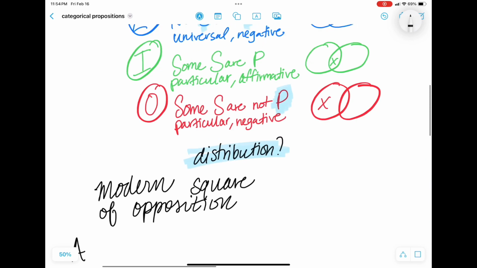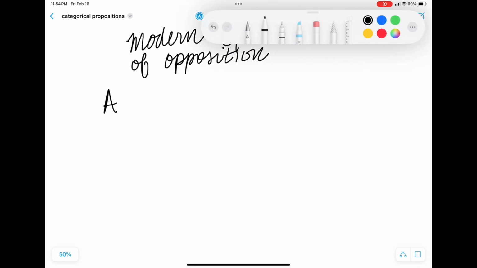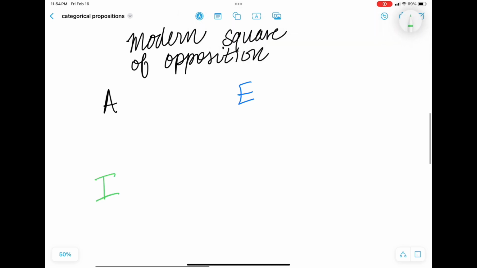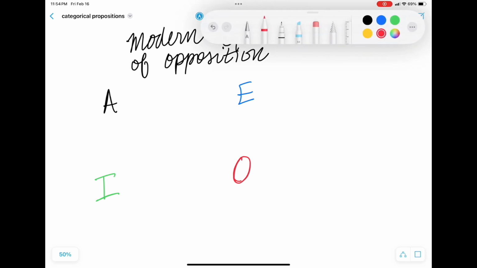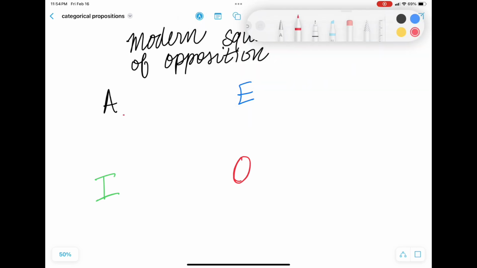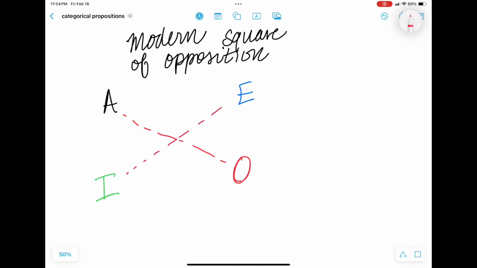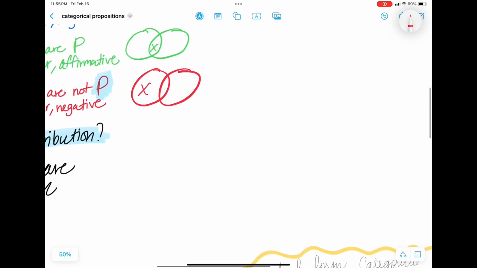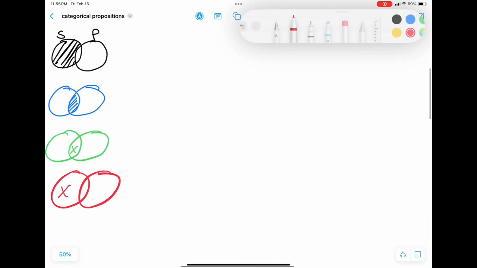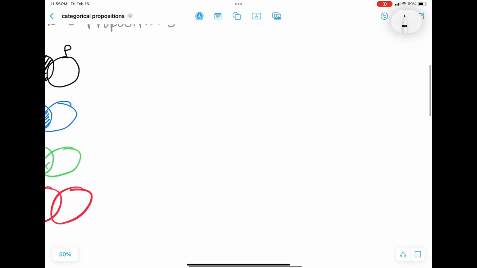The next important notion went over in this chapter is the modern square of opposition. This is distinguished from the traditional square of opposition, which we'll get to later. The modern square of opposition refers to logical relationships between these claims. So A and O claims, as well as I and E claims, have a particular logical relationship, which is the contradictory relationship. This means that if an A claim is true, then the corresponding O claim that has the same S and P has to be false, and so too with an I claim and an E claim.